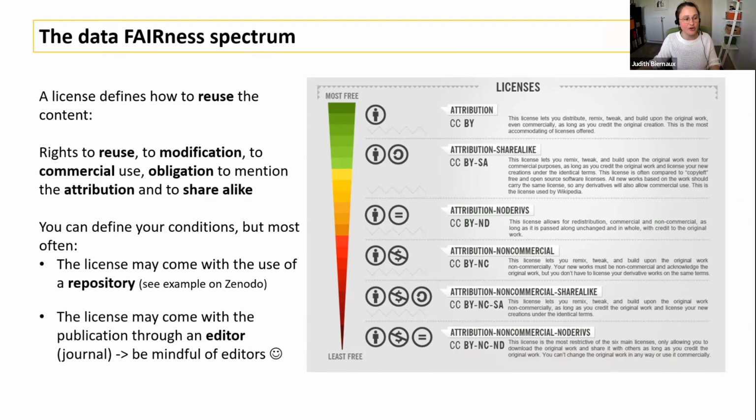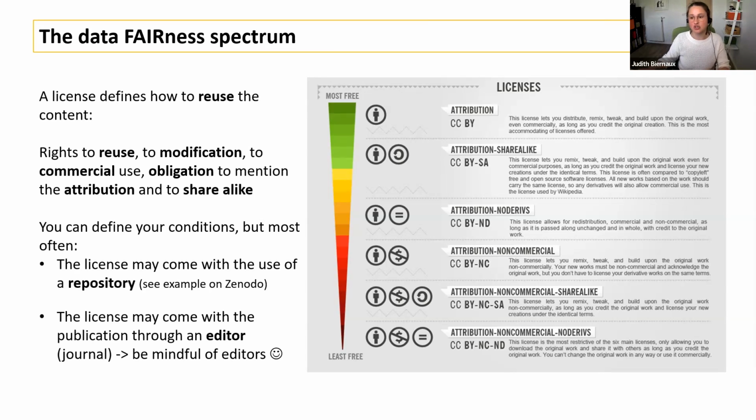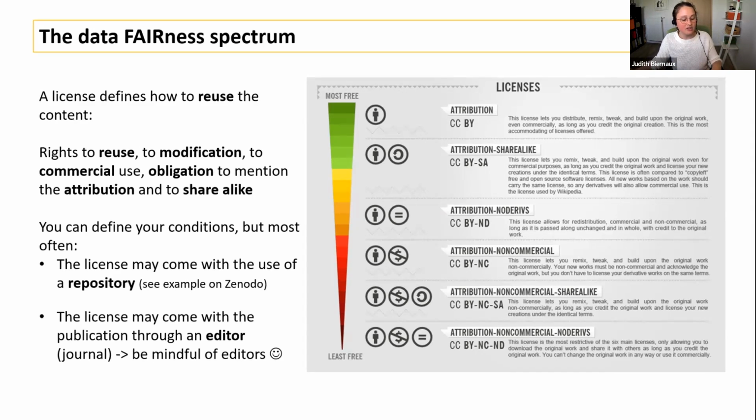A license is a set of definitions that define how the data you publish can be reused. One of the most common licenses, with no pun intended, is the Creative Commons license. That's the license of the Wikipedia articles. And you can use a license to protect your data from being reused in ways you don't like. For example, if you publish a data set, but you don't want anyone to be able to download it and make money out of it, then you can use the non-commercial license, CC BY-NC, which you can see here in the middle of the spectrum.